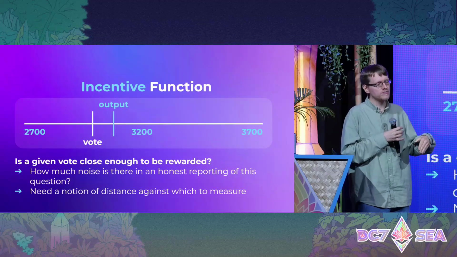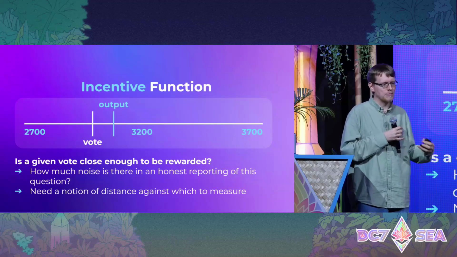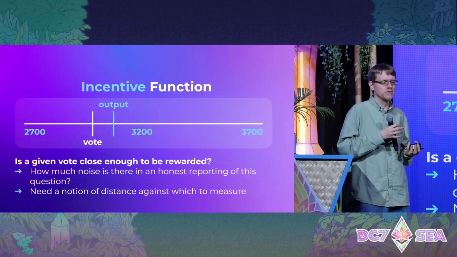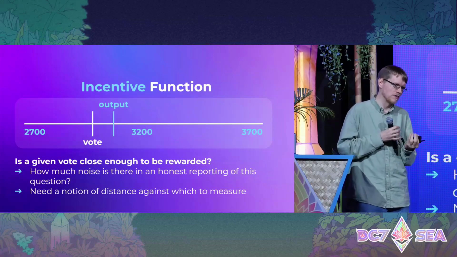When you get back to the incentive function, there are all kinds of interesting questions. And getting back to this question of how close you need to be to be rewarded, ultimately every sort of incentive rule that you come up with encodes a notion of distance to say whether a given participant is close or not.